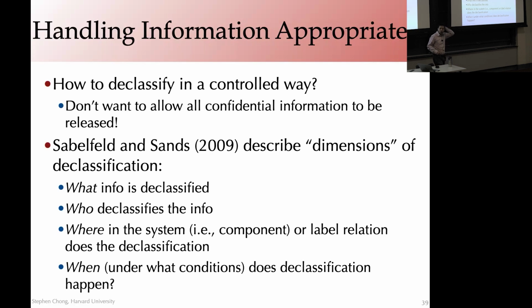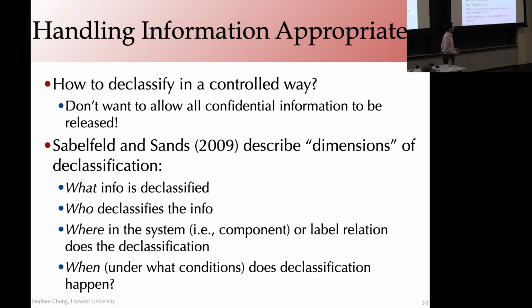Sabelfeld and Sands introduced an idea of dimensions of declassification, where we can think about the information that we want to declassify. What information are we declassifying? Say the last 4 digits of the credit card number. Who is declassifying the information and who benefits from the declassification? Where in the system or in the label relation are we declassifying that information? And when, or under what conditions, is the declassification happening? Let's say only after the end of the sealed bid auction can that information be declassified.